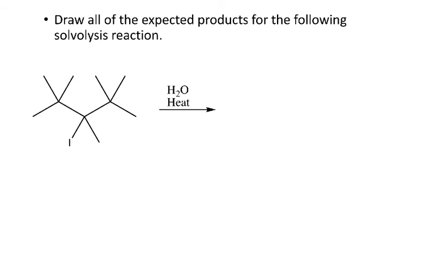Okay, here's another example. We need to predict all of the products. If we do substitution first, again, if the alpha carbon isn't chiral, then I typically only have one substitution product. In this case, we're going to replace the iodine as our leaving group, and we're going to get an OH in its place. So our SN1 product would be that.